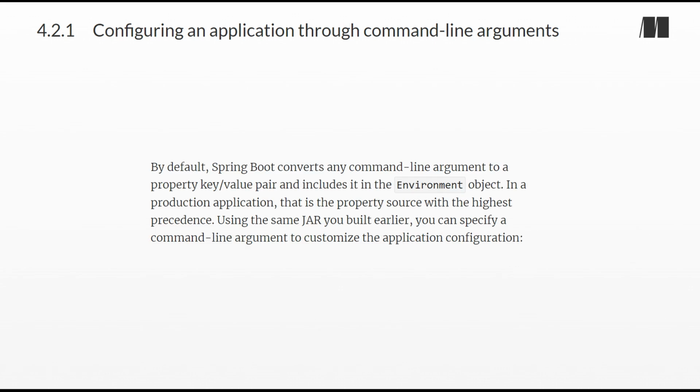Section 4.2.1. Configuring an application through command line arguments. By default, Spring Boot converts any command line argument to a property key value pair and includes it in the environment object. In a production application, that is the property source with the highest precedence. Using the same jar you built earlier, you can specify a command line argument to customize the application configuration.